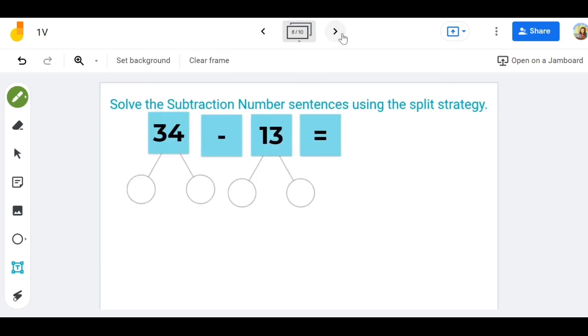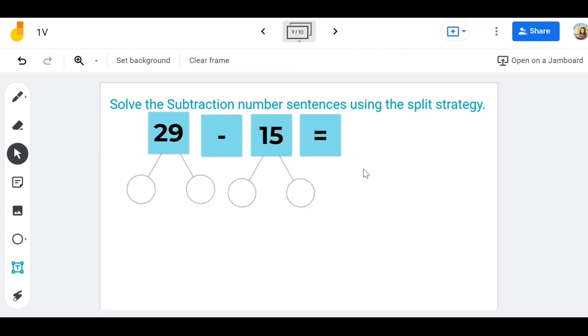All right, next page. Solve the subtraction number sentences using the split strategy. Okay, so the number sentence is 34 minus 13 equals. Okay, so remember what we have to do. We need to split the number into our tens and our ones, and we subtract our tens and we subtract our ones. And then what do we have to do at the end? Can you remember? We have to add them together. Okay, just a little hint there. But I think you guys can do it. If you remember back to when we did it a couple of weeks ago, I think you guys can do it really well. Okay, so good luck with that.